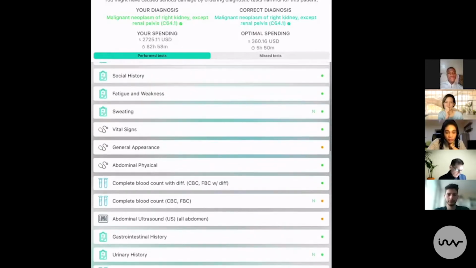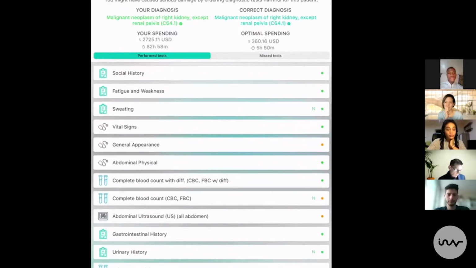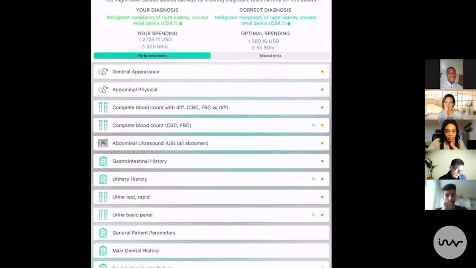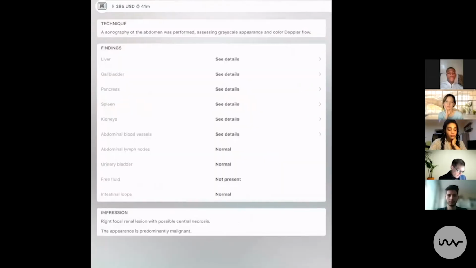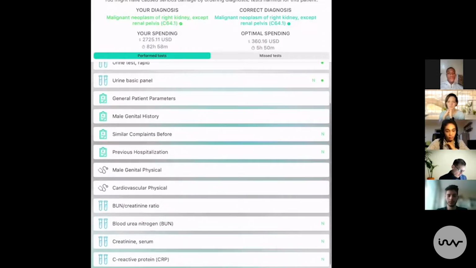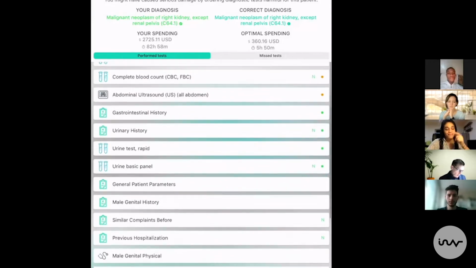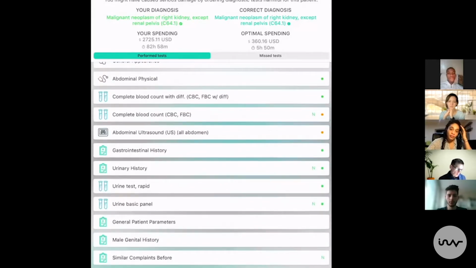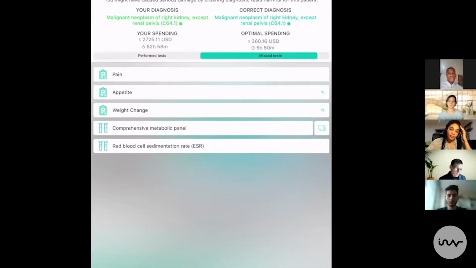It says that general appearance was not necessary. The complete blood count was not necessary because we did the differential. So actually, in this case, the differential may have been better than just doing the complete. Abdominal ultrasound is suggested as not optimal, although I think ultrasound is the first choice, but probably the orange dot by the ultrasound is because we could have done the CT. Here you can see the missed tests, and we didn't go for details on the pain.